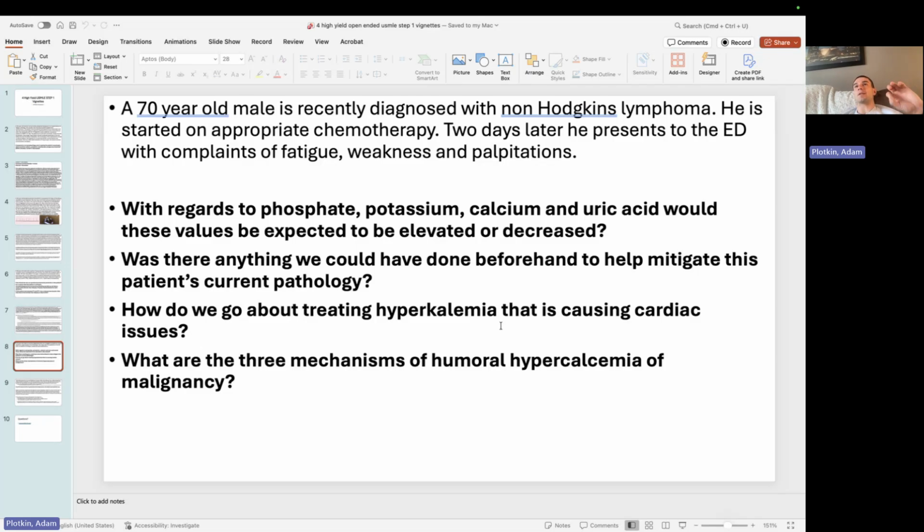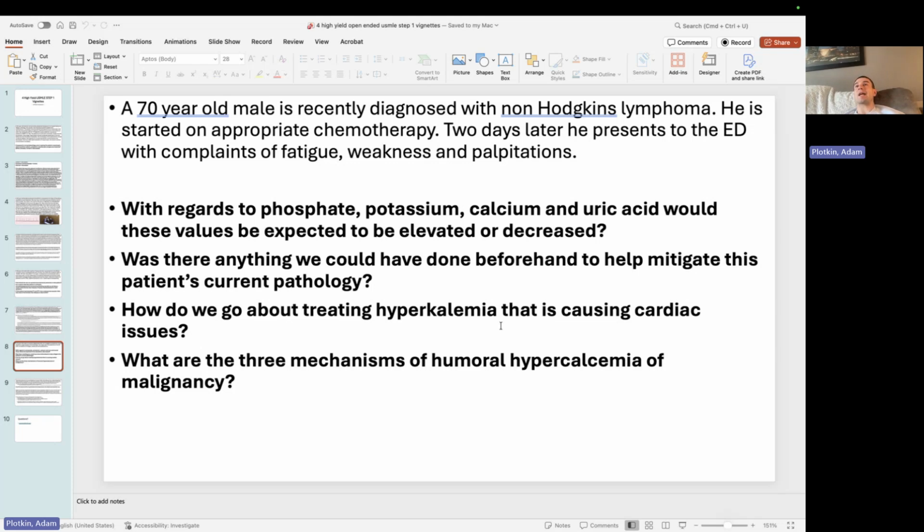PTH does a number of things. It goes down to the osteoclast and stimulates the osteoclast. They chew up bone. We increase the amount of calcium and phosphate. PTH goes down to the kidney, and it blocks reabsorption of phosphate at the proximal convoluted tubule, so we pee out phosphate. It causes reabsorption of calcium at the distal convoluted tubule, so we increase calcium. And then it goes to the proximal convoluted tubule, and it upregulates 1-alpha hydroxylase.